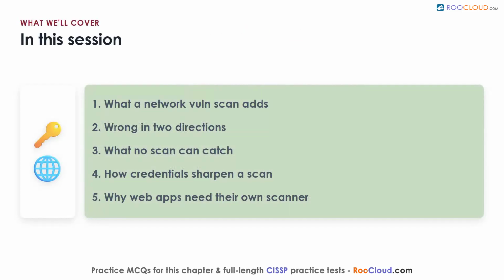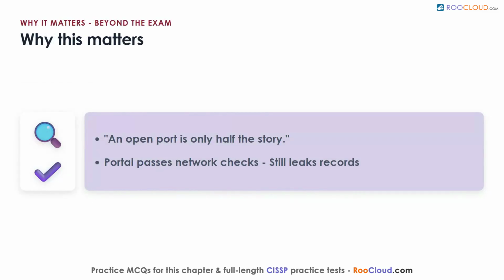This part moves past mapping the network and into scans that actually probe for known flaws. In this session, we'll go deeper than the map and start finding real weaknesses. We'll answer several questions. What does a network vulnerability scan add? How can a scan be wrong in two directions? What can no traditional scan ever catch? How do credentials sharpen a scan? And why do web applications need their own kind of scanner? Why does this matter beyond the exam?